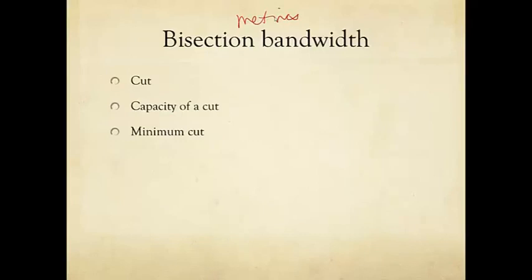We'll mention two. One is called bisection bandwidth. The other is called the blocking or non-blocking property. Now, the idea of a bisection bandwidth has to go back to a simple graph theoretic operation called a cut.